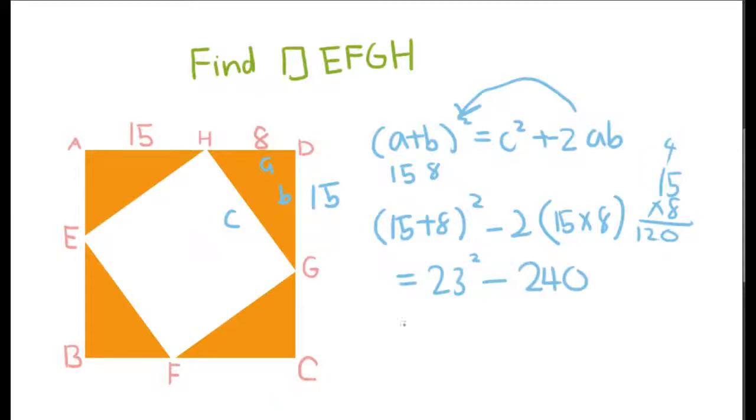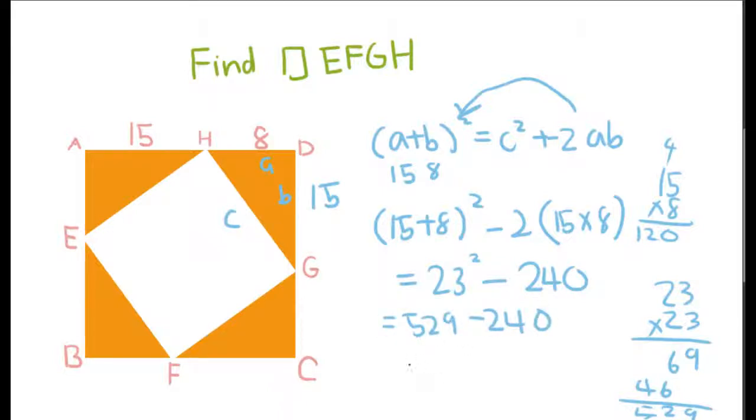240. 23 squared would equal, let's solve this on the side. I can't do mental math. Well, I can, but this is not my strong point. Okay, so 529 minus 240. And this would equal, let's see, 289. And this would equal c squared, because it was left on the other side when we moved this over here. So that would mean the area of this square here, which is c squared, would equal 289.